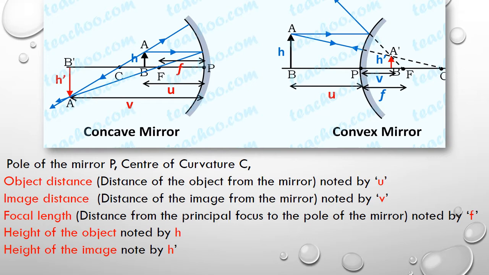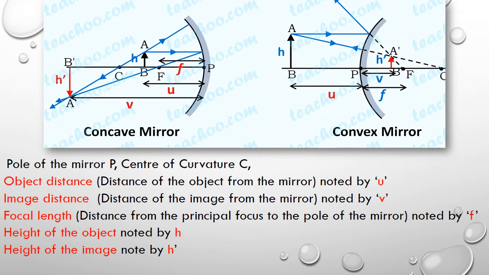Now focal length. Take the case of concave mirror. The principal focus lies in front of the mirror. So how will we take the length? From the pole towards the left. So focal length will be negative for a concave mirror, whereas it will be positive for a convex mirror.